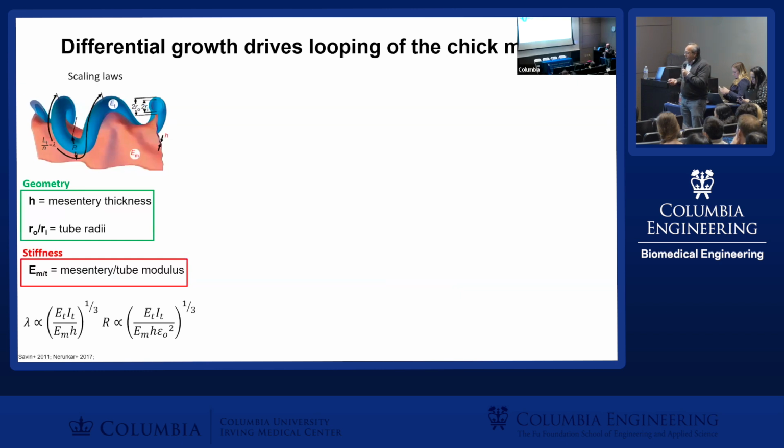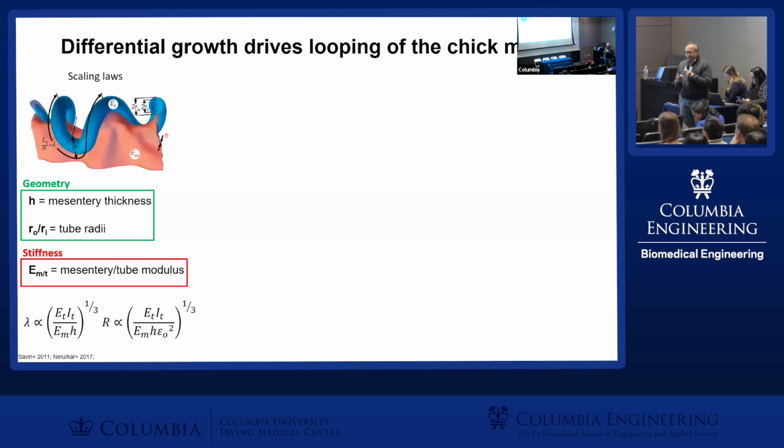So we can characterize the morphology of buckling using a wavelength and radius of curvature as a readout of the phenotype, quantified. And the nice thing is that we can predict the wavelength and curvature by measuring just 5 things, all of which are accessible in the lab. The thickness of the tube and the mesentery, the stiffness of the tube and the mesentery, and the relative growth rates of one to the other.